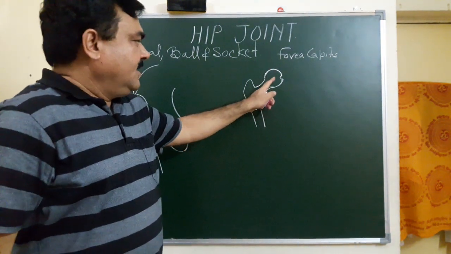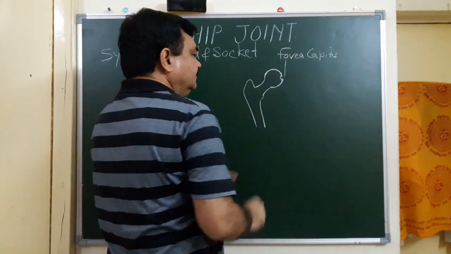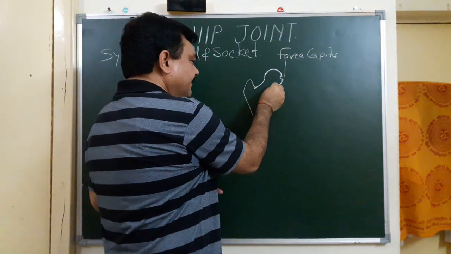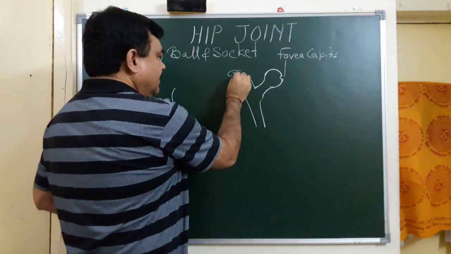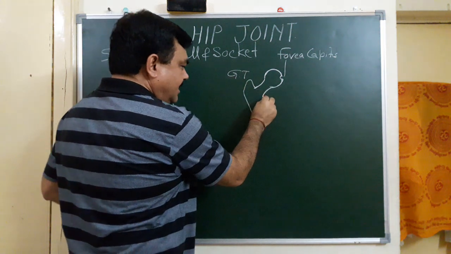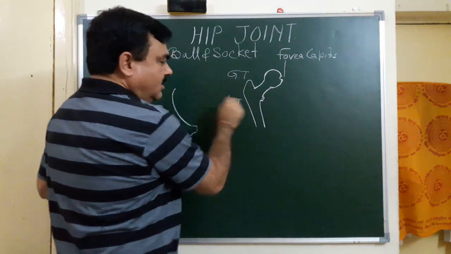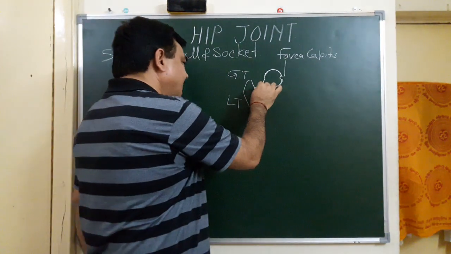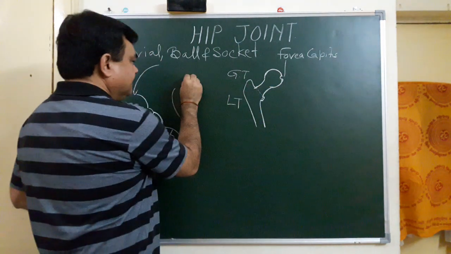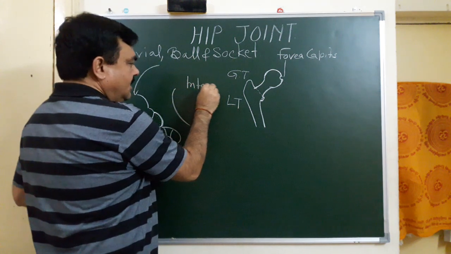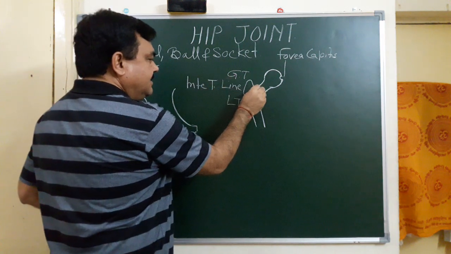In this diagram, this is the head, this is the fovea capitis, this is the neck of the femur, this is the greater trochanter, here is the lesser trochanter, and here is a line known as the intertrochanteric line.